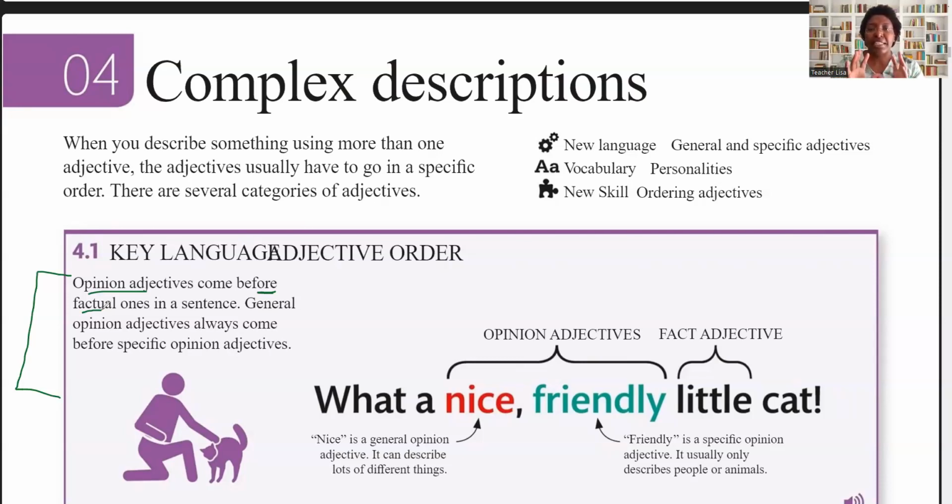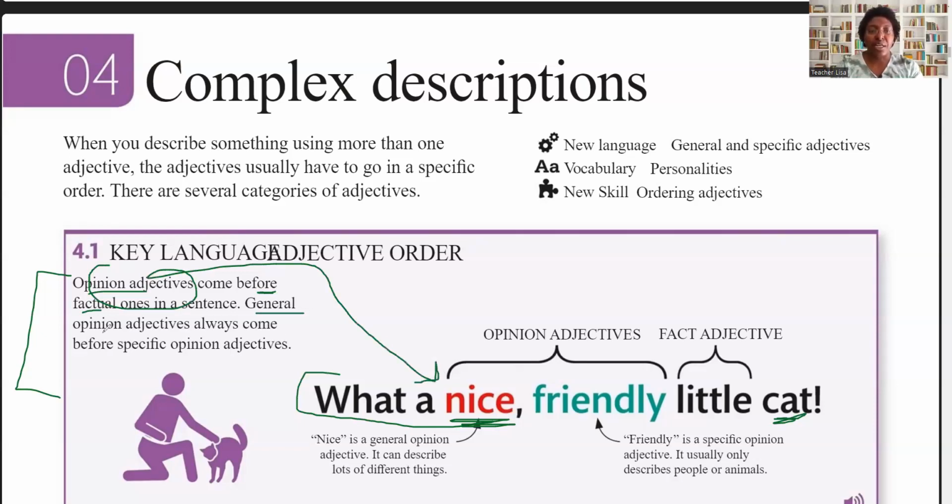first in the sentence. So if we just look at the sentence, what a nice. So that's your opinion. Somebody else might not think it's nice. What are we talking about? Of course, the cat. So there's your opinion adjective goes first.